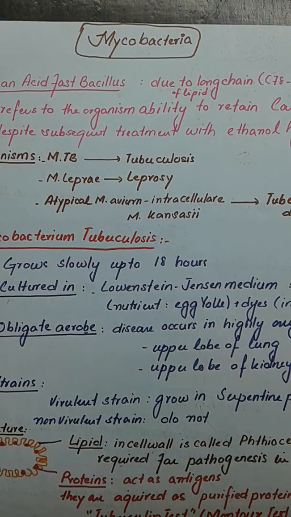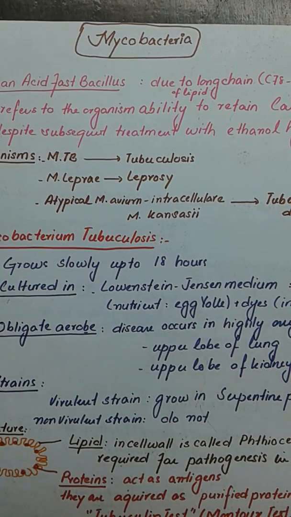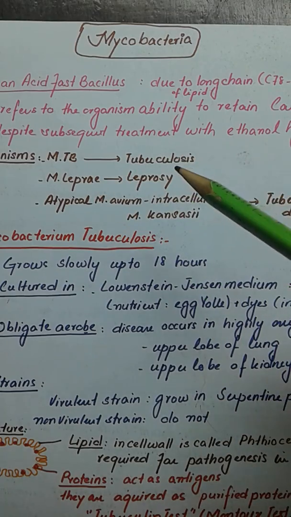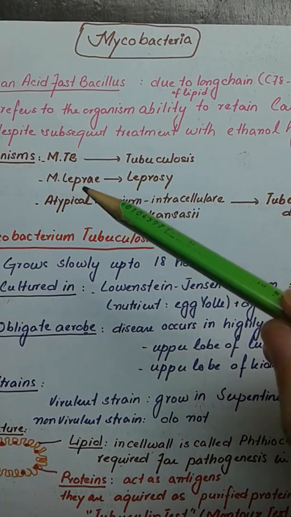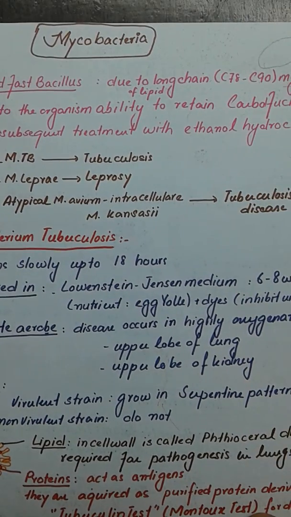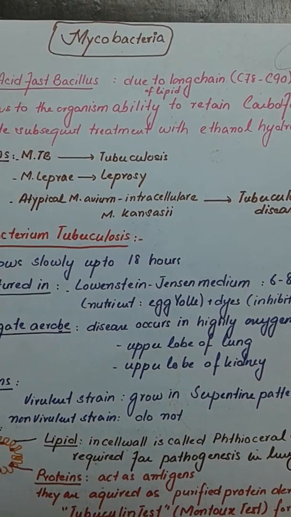Mycobacterium. Now, this organism is neither gram positive nor gram negative. It has a lot of characteristic features which differentiate it from the rest. It is divided into many species known as Mycobacterium tuberculosis, which causes tuberculosis, Mycobacterium leprae, which causes leprosy, and Mycobacterium avium intracellulare, which causes tuberculous-like diseases, and M. cancer, which causes similar effects.